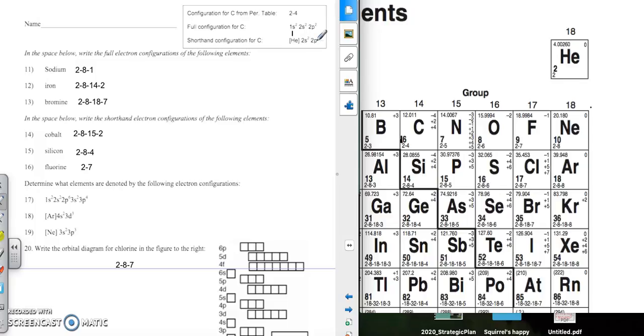So this isn't much of an abbreviation for helium or for carbon, but you can tell that as the atoms get much bigger, this is going to be a big shortcut. All right, so let's take a look at some of these problems.